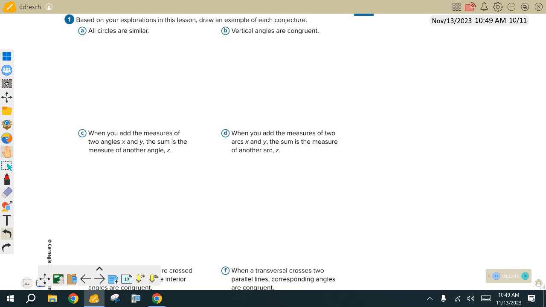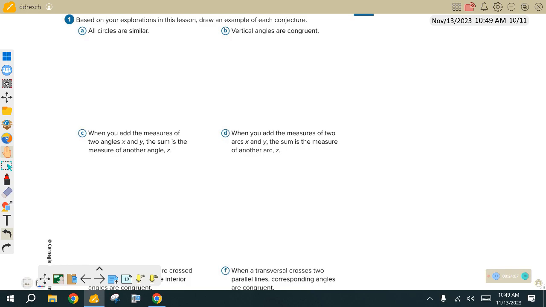Okay, on 211, what I want you to do is on that first one, letter B. Draw an example of what's being stated there. Vertical angles are congruent. If you were to sketch out a picture, what would that picture look like to get across to somebody? Vertical angles being congruent.